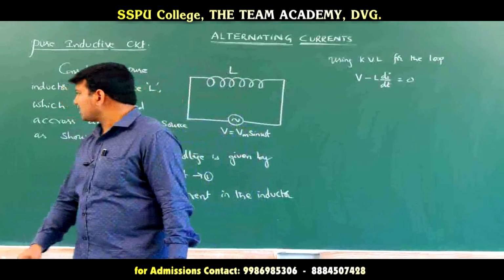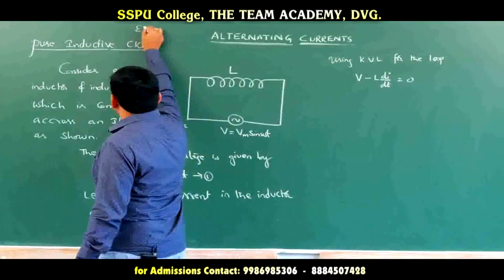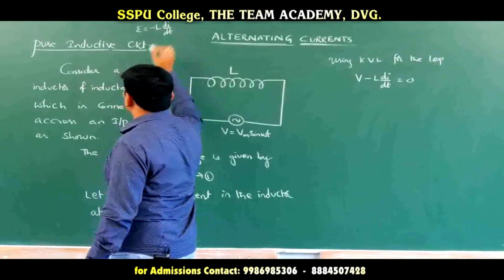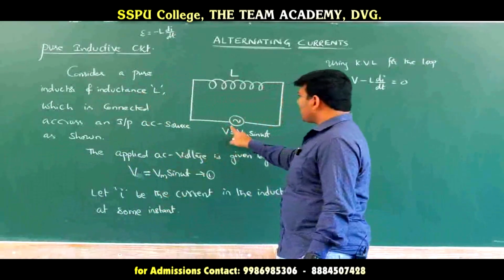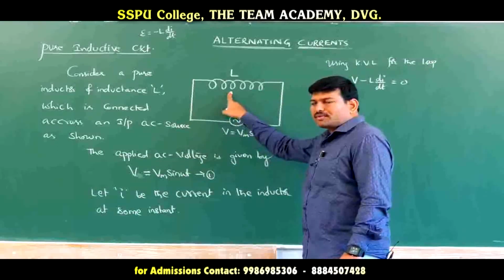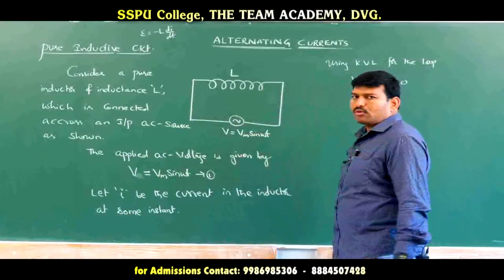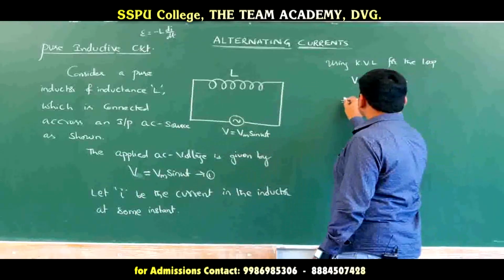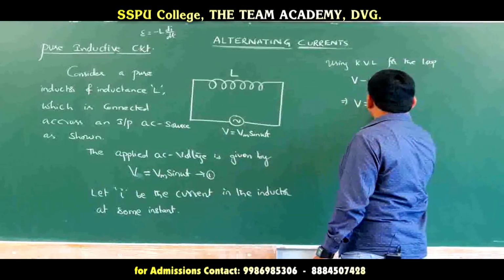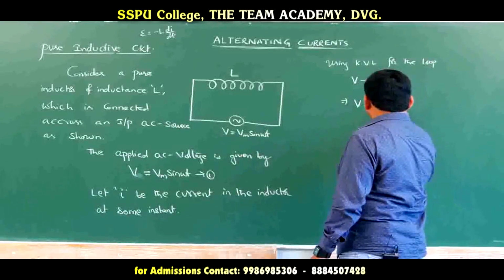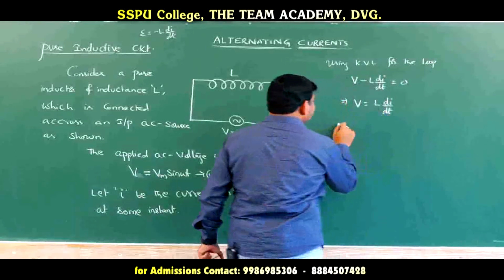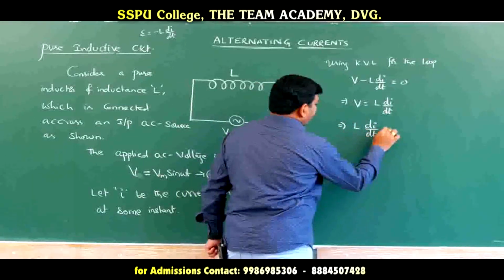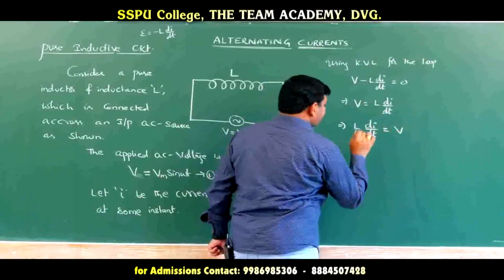From Faraday's law of induction, we have studied that across the inductor, the induced EMF E is equal to minus L into di by dt. Yes or no? So the applied voltage is V, and across the inductor the voltage drop is minus L into di by dt. For the full cycle, its value must be equal to 0. So from this, V is equal to L into di by dt I can write. Writing this term to this side, L into di by dt is equal to V.